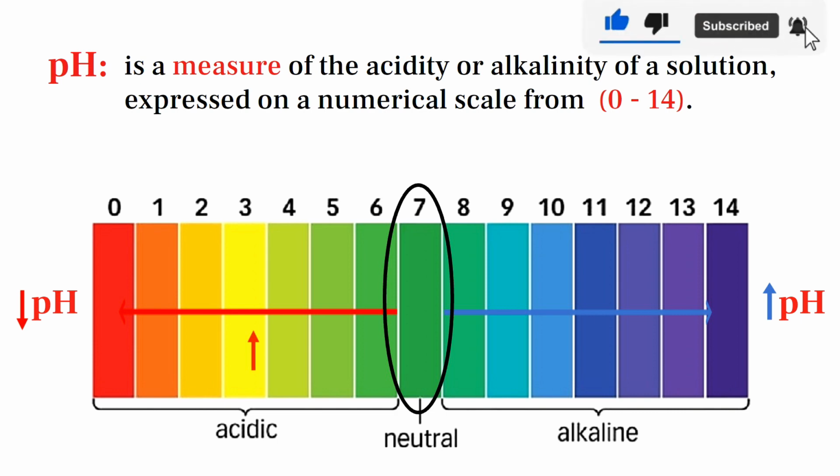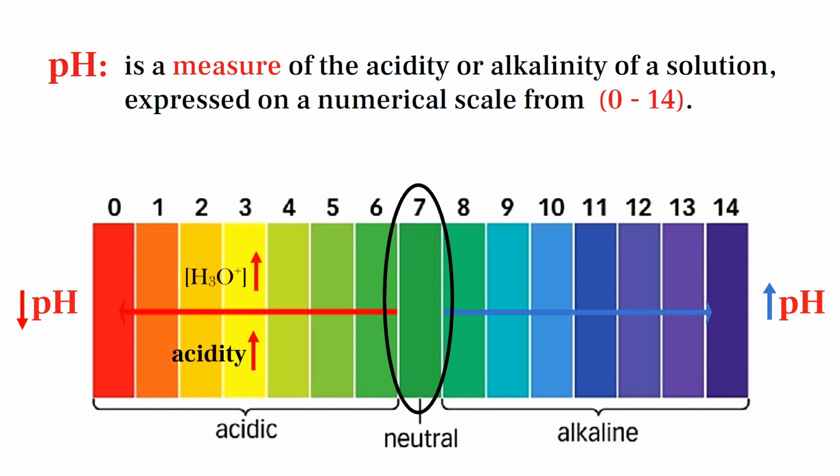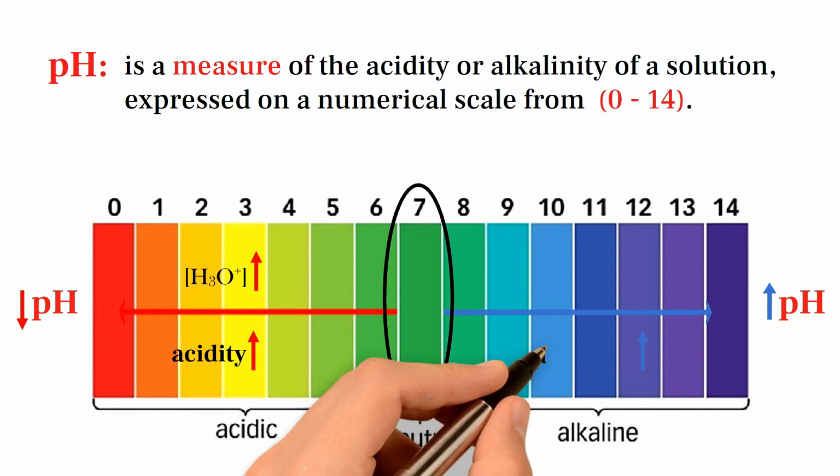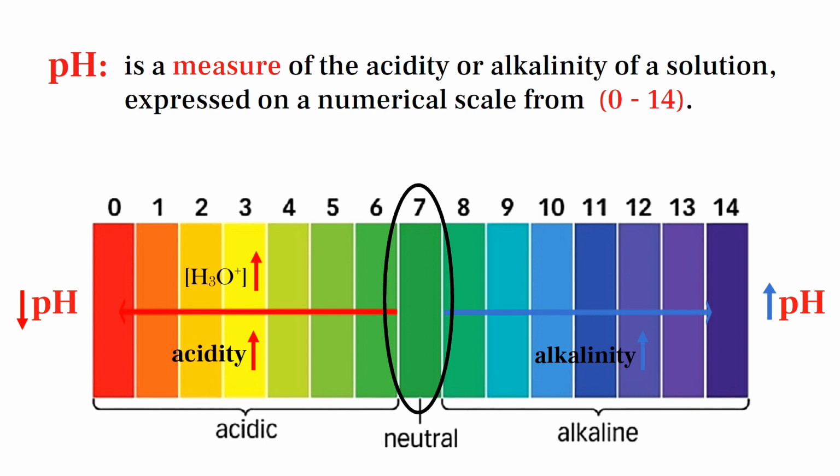The acidity of a solution increases as the pH value approaches 0, indicating an increase in the concentration of H3O+ ions in the solution. Conversely, the alkalinity of a solution increases as the pH value approaches 14, indicating an increase in the concentration of OH- ions in the solution. But how can we determine the pH value of a solution? Let's learn together.